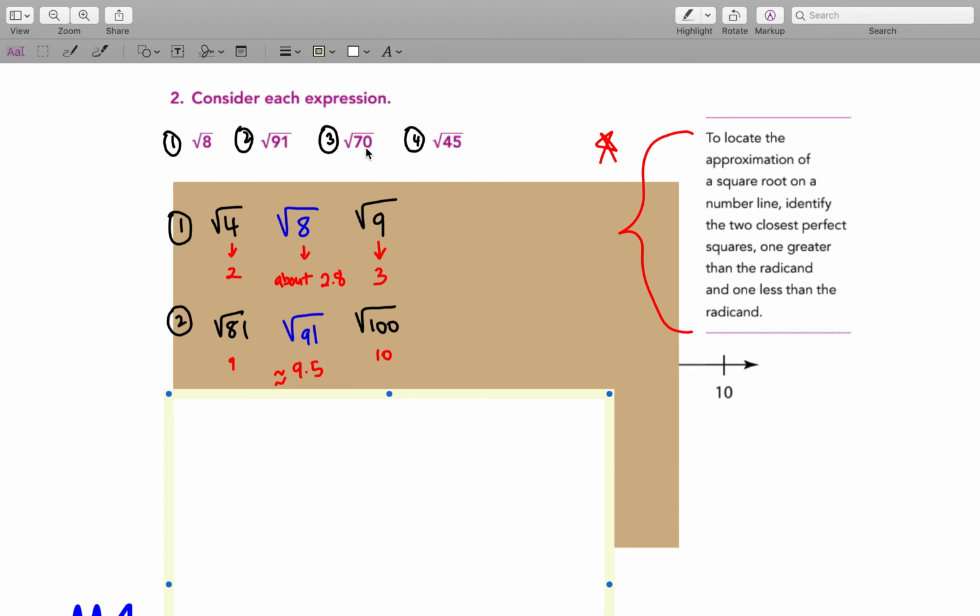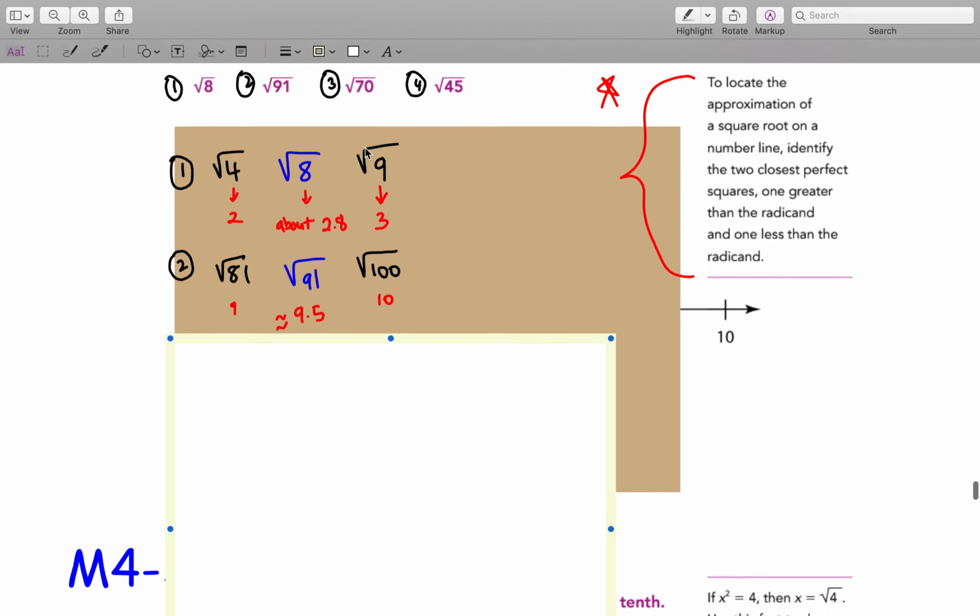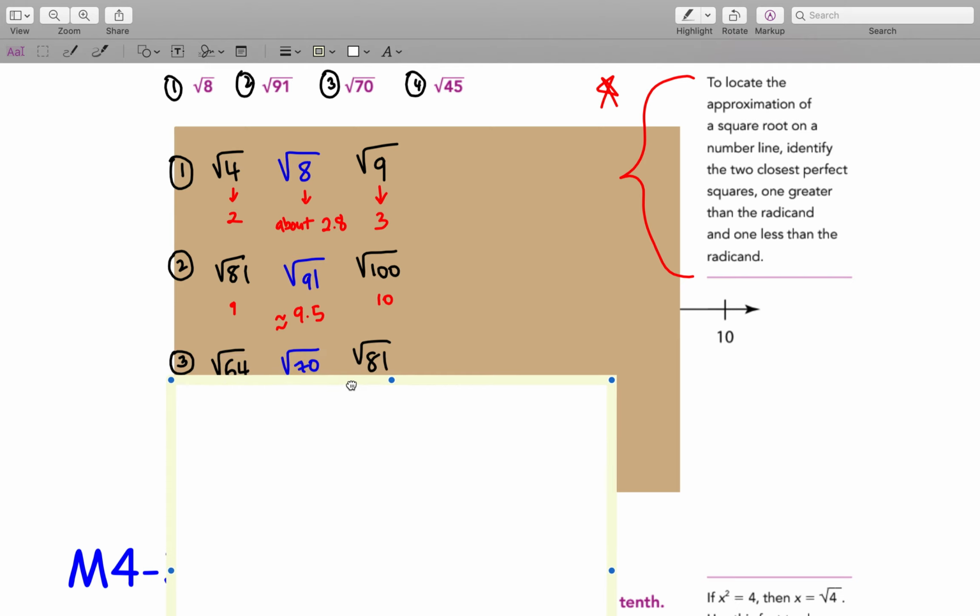Number 3 is radical 70. You put that in the middle and find the two perfect squares that are less and more. The perfect squares are 64, because 8 times 8 is 64, and 81, which is 9 times 9. So radical 70 is in between 8 and 9. This has 11 difference, this has 6 difference, so it's closer to 9. So it's about 8.4. It doesn't have to be exact, it's about around there.